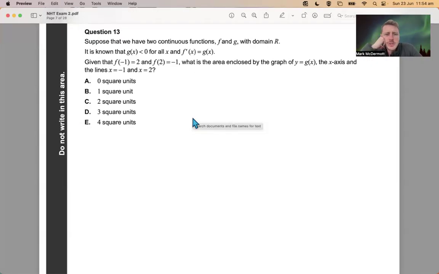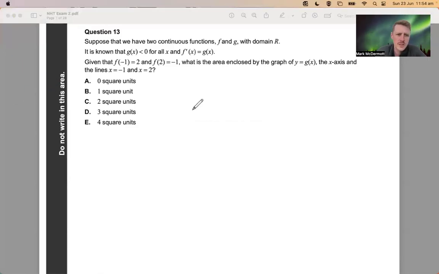All right, I suppose we have two continuous functions, f and g, with domain R. It is known that g of x is less than 0 for all x, and f dash of x equals g of x. Given that f of -1 equals 2 and f of 2 equals -1, what is the area enclosed by the graph of y equals g of x, the x-axis, and the lines x equals -1 and x equals 2? Okay. So what we could say is the following.